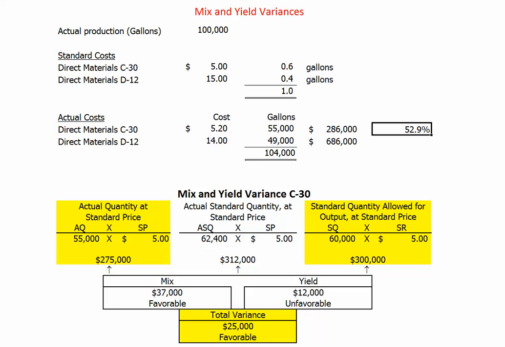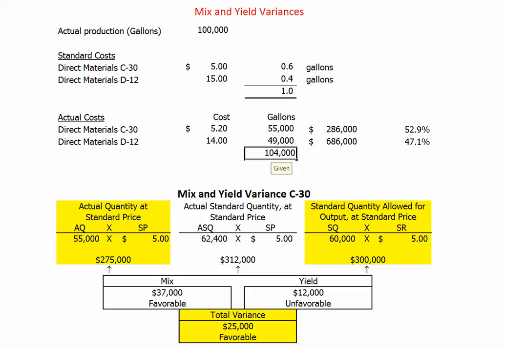60% of our materials would have been for C30, but it actually turned out to be 55,000 divided by 104,000, or 52% of our direct materials were C30, while the other 48% was D12. So again, we have an unfavorable yield variance because we should have used 100,000 times 1 gallon in total materials, 100,000 gallons to produce our product, but it required 104,000, so we've got an unfavorable yield variance.